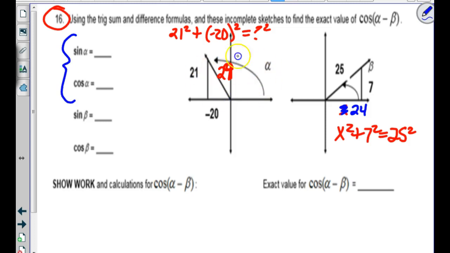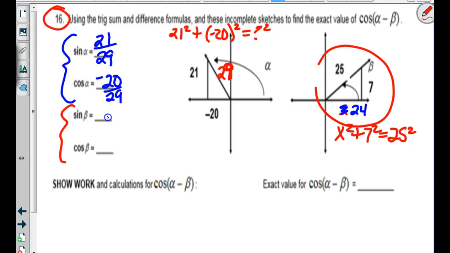What's the sine and cosine in this triangle? Sine is 21 over 29. And the cosine is, okay. The second two say use the triangle over here, beta. Okay, what's the sine and cosine? Okay. Can everybody do that part tomorrow on the quiz?